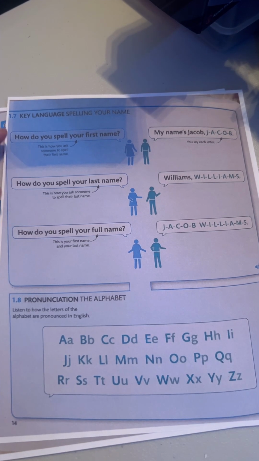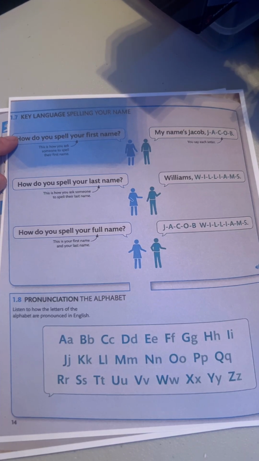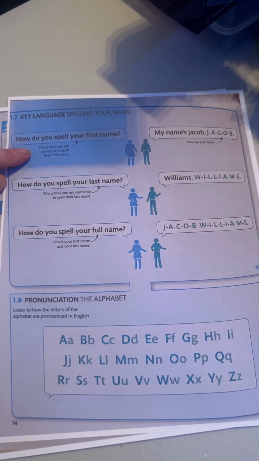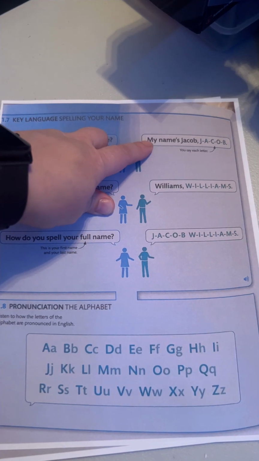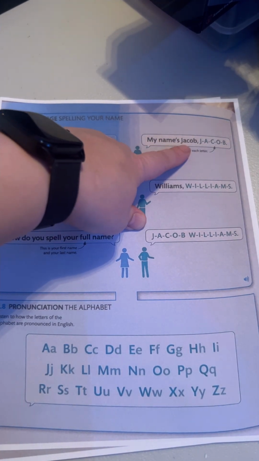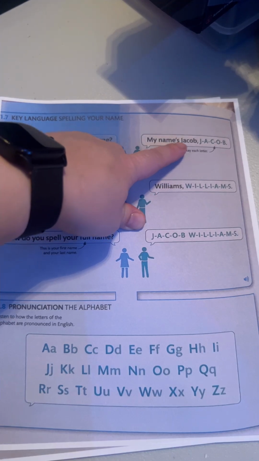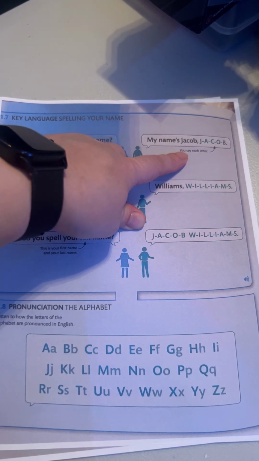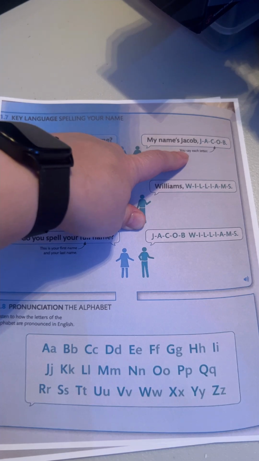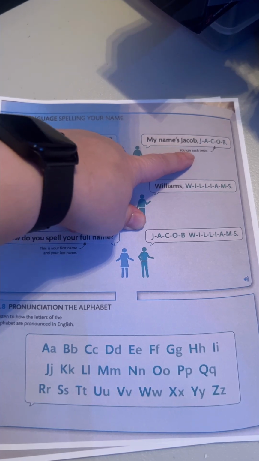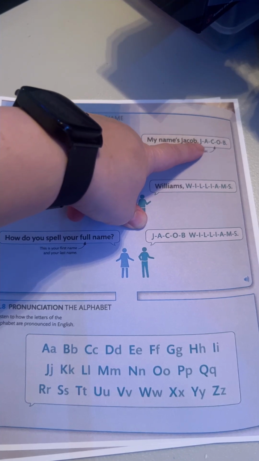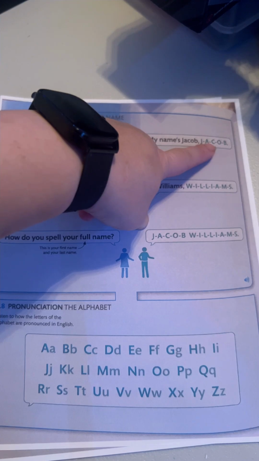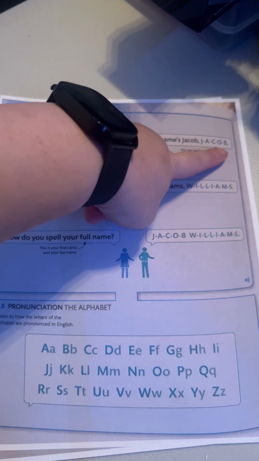So here we say, how do you spell your first name? This is how you talk to someone to spell their first name. In this sentence we have, my name's Jacob. Notice that Jacob's name is on here, and we're going to say Jacob's name out loud by saying each letter individually. So Jacob starts with the letter J, A, C, O, B.